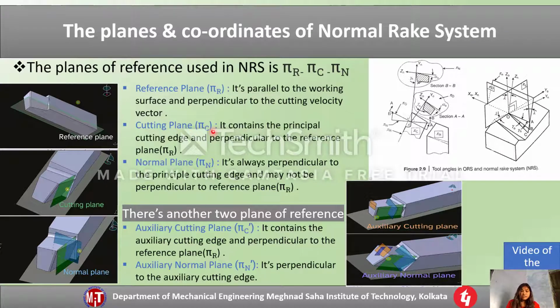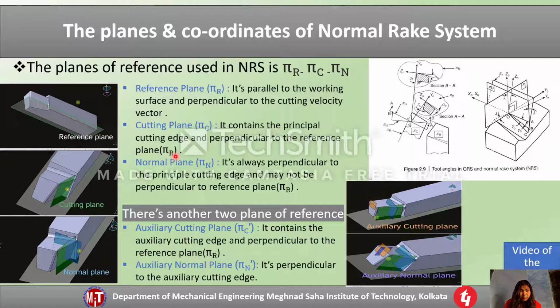Next is the cutting plane or pi c. It contains the principal cutting edge and is perpendicular to the reference plane pi r. As you can see, this is our tool, and from our previous slide we know that this side is the principal cutting edge. The plane which contains this principal cutting edge is our cutting plane, and this cutting plane is perpendicular to our reference plane.